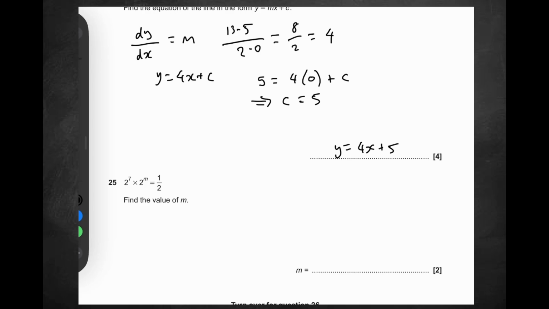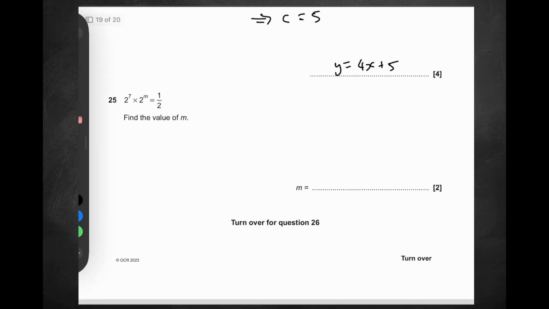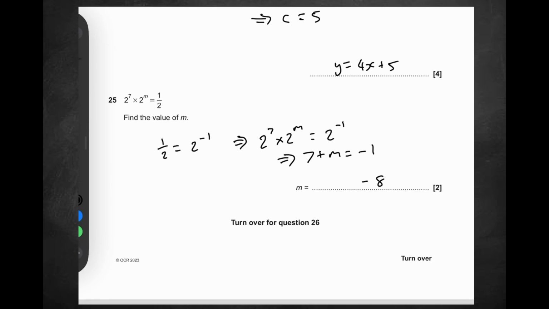Question number 25. 2 to the power 7 multiplied by 2 to the power m equals a half. Find the value of m. Well, a half is 2 to the power minus 1. Therefore, 2 to the 7 times 2 to the m equals 2 to the minus 1. Therefore, 7 plus m equals minus 1, which means m is going to be minus 8.